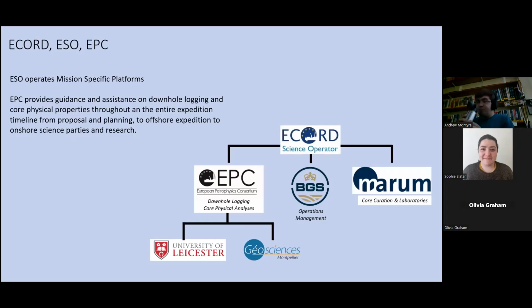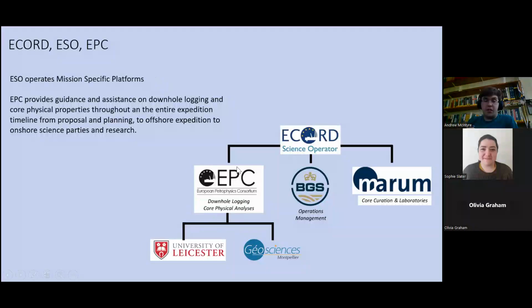my current position, my new position at the University of Leicester. And here's an organization tree of where the University of Leicester fits in within IODP and within ECORD itself. The University of Leicester works with Montpellier within the European Petrophysics Consortium, and we sit in ESO, the ECORD Science Operator. ECORD, in the next slide, I'll talk about mission-specific platforms, which is what ECORD operates on behalf of IODP.